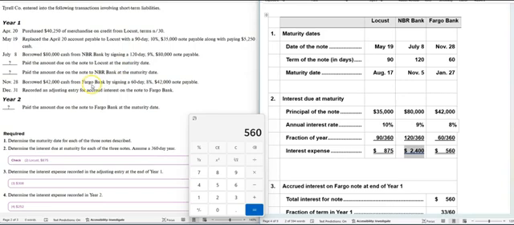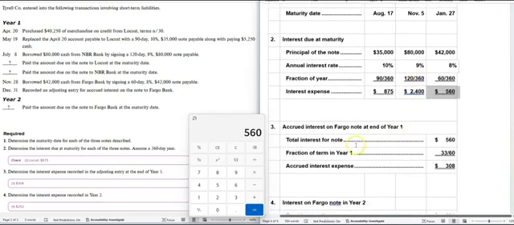But this Fargo Bank note, this note is issued on November 28th. It is not going to mature until January 27th. We're not paying anything until January when we pay the note and the interest. But if we stop and think about this, of this $560 of interest that will be paid in January of next year, year two, some of that interest is an expense incurred in year one.